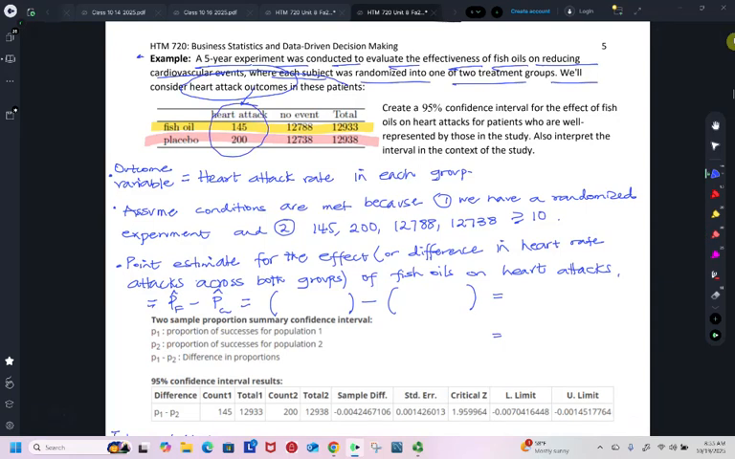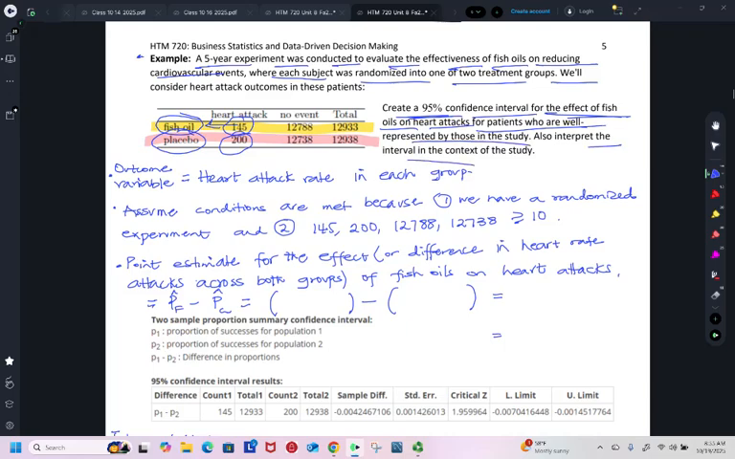Now, we're interested in the incidence of heart attacks. Take note that if treatment with fish oil makes any difference or has a reasonable or statistically significant effect, then we anticipate that the proportion of heart attacks in the group with fish oil treatment should be lower than the incidence of heart attacks in the group that received a pretend medication with no real health benefits. So we begin our analysis, and our goal is to create a 95% confidence interval for the effect of fish oils on heart attacks for patients who are well represented by those in the study.